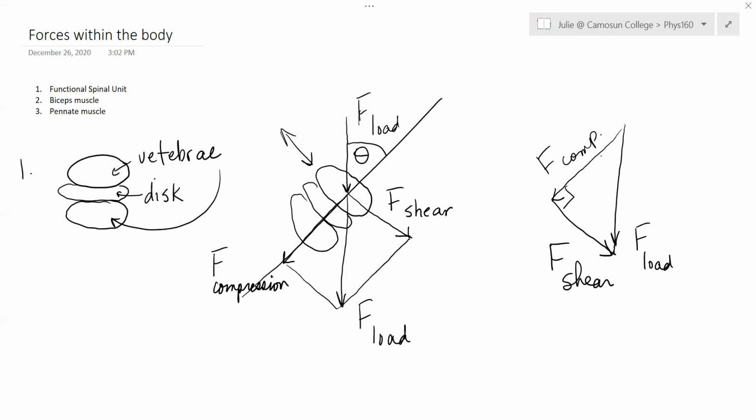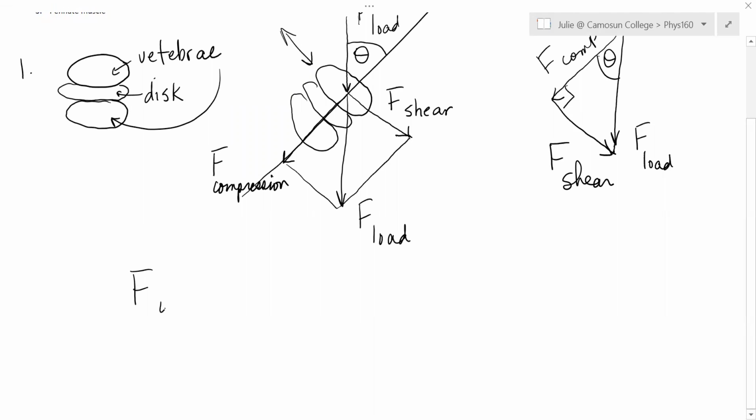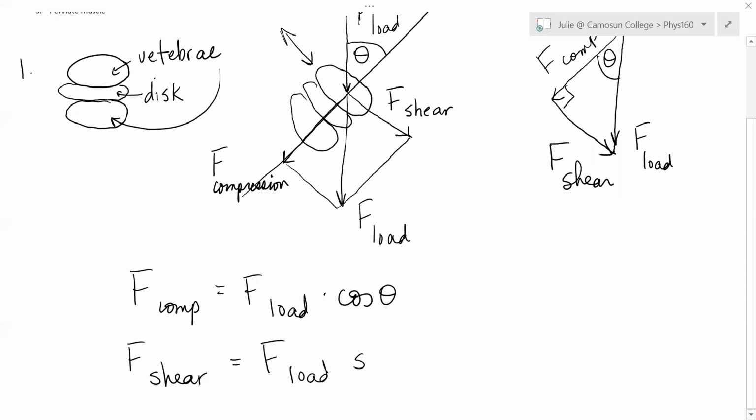And when we pull that angle into this triangle, it's here. And so you can see once again that the compressional component is the adjacent side to the angle, so it gets the cosine. So that would be F load times the cosine of that angle theta. And the shear component of the load is the sine of the angle. Okay, so that's how you handle the components of the load on a spinal functional unit.